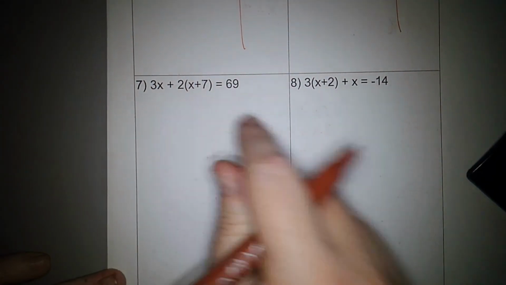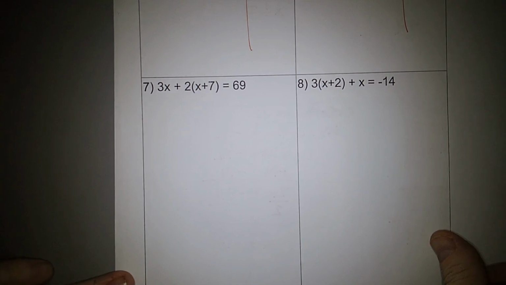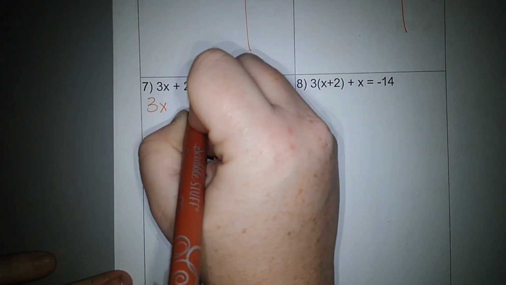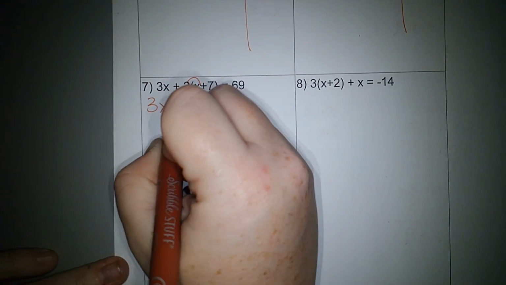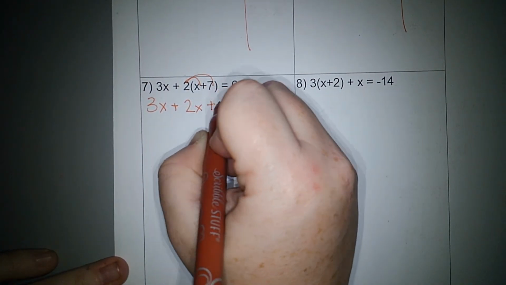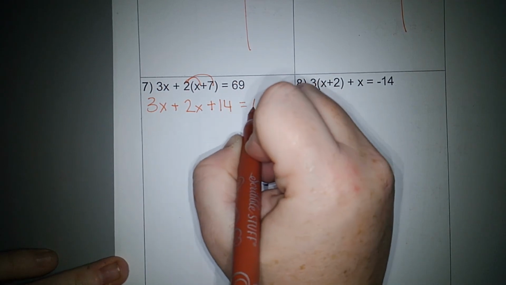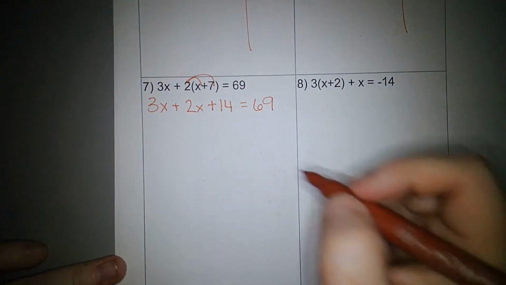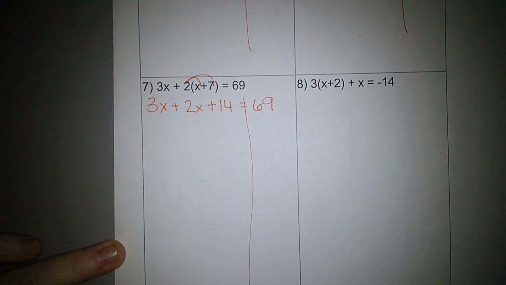We have parentheses, so we need to multiply. I'm going to bring down my 3x. I have 2 times x, which is 2x. 2 times 7, which is 14. And that equals 69. I'm going to draw my line down my equal. It's a little crooked, but that's okay.